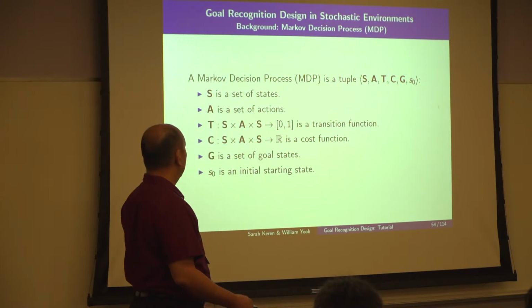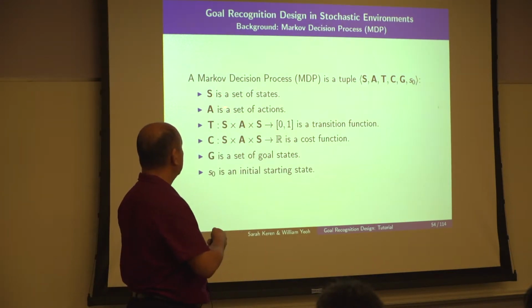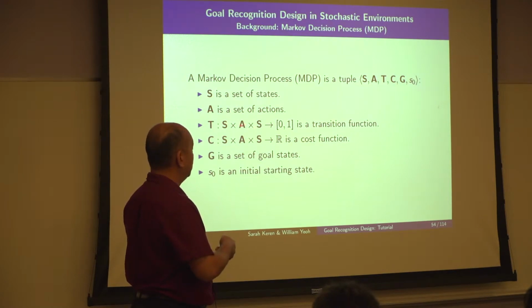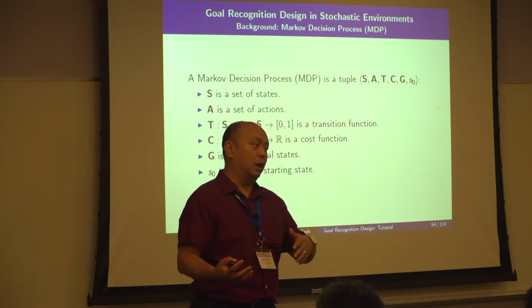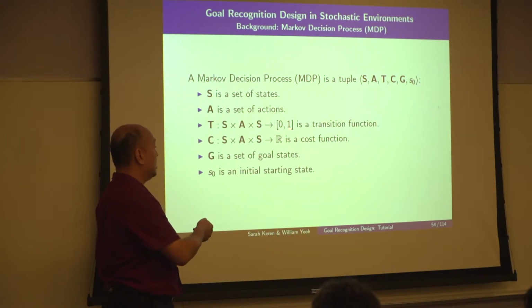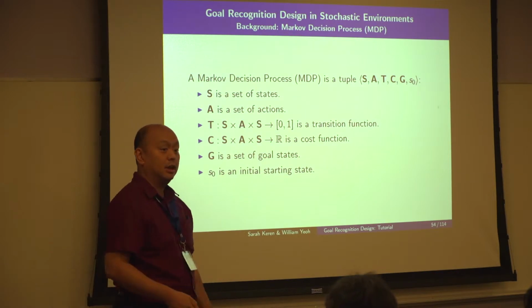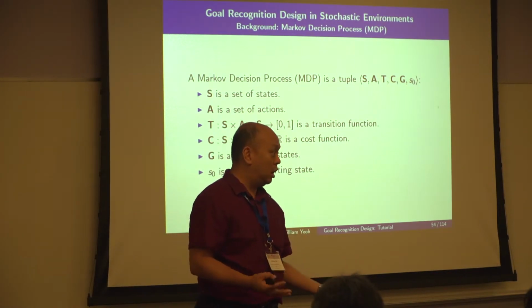An MDP, hopefully most of you are already familiar with it. It has a bunch of states and actions. There's some transitions: if you take a particular action from state S1, we will end in state S2 with some probability. That's essentially what the transition function tells you. The cost function then tells you, if you take this action from S0 and you end up in S1, what is the cost?